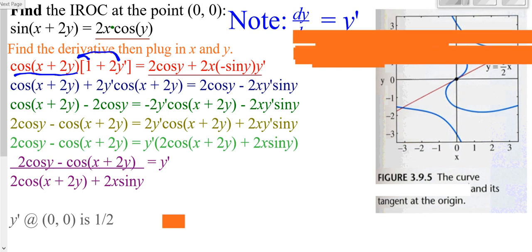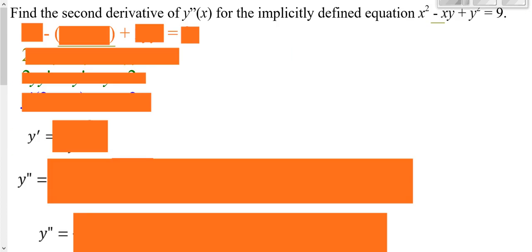Okay, so we'll do our second derivative implicitly here in just a bit.